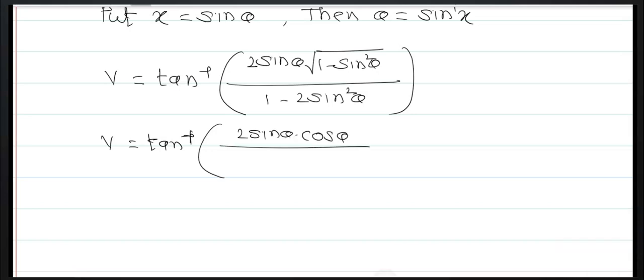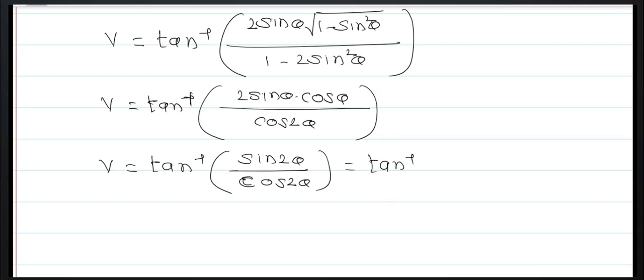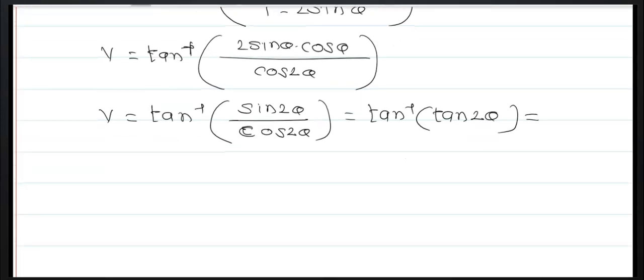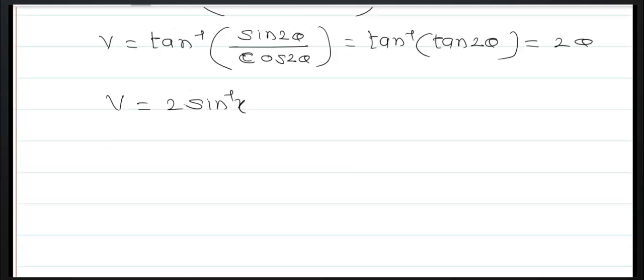That is 2 sin theta into cos theta upon cos of 2 times theta. 2 sin theta into cos theta means what? Sin of 2 times theta. That is tan inverse of sin of 2 times theta upon cos of 2 times theta. Therefore, tan inverse of tan of 2 times theta. Therefore, v is equal to 2 theta. That is what theta is, 2 sin inverse of x.